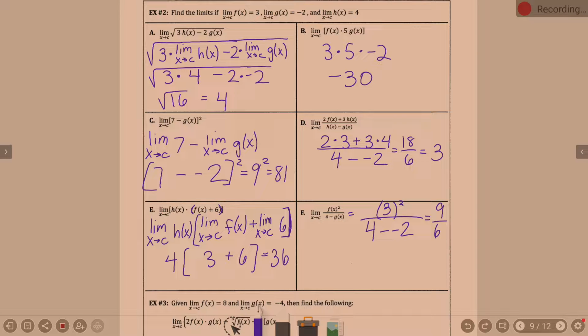My brain came up with 9/6, which reduces to 3/2.